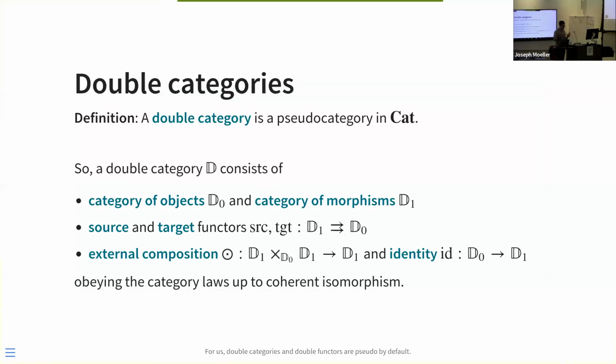So probably maybe you've seen this before in the tutorial or elsewhere. But the succinct way to define a double category is to say that it's a pseudo category in Cat. So what that means is that unlike a category, which has a set of objects and a set of morphisms, we now have a category of objects and a category of morphisms. And the source and target maps are now functors. And then finally, there's a composition and identity, the external composition and identity. And these obey the category laws up to isomorphism, and I won't spell that out, but if you've seen the definition of a weak monoidal category before, then this is very similar. And in fact, monoidal categories are a special case of double categories, as we'll discuss later.